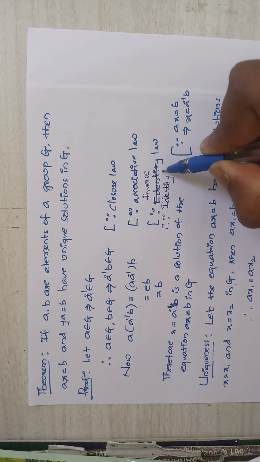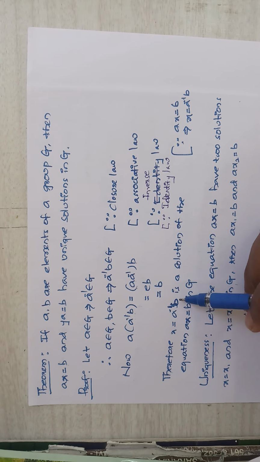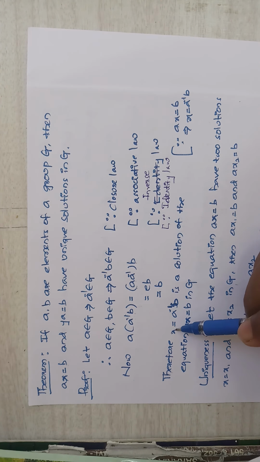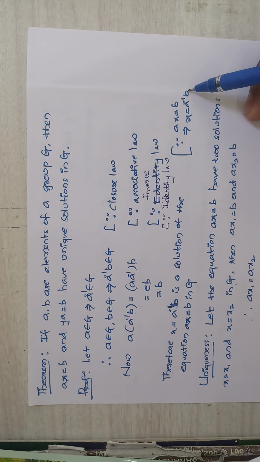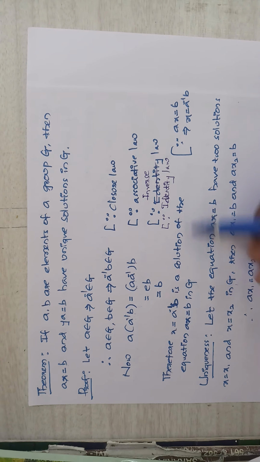Okay. So therefore x is equal to A inverse B is a solution of the equation Ax is equal to B, because Ax is equal to B, so then we can write x is equal to A inverse B. So therefore x is equal to A inverse B is a solution of the equation Ax is equal to B in G.